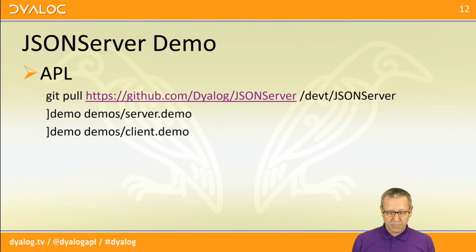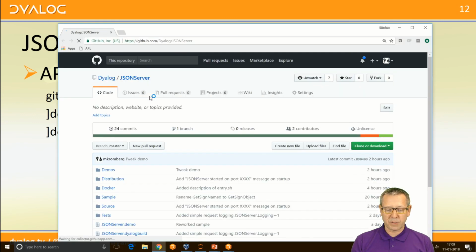Okay, so let's switch over to a demo. All of the code that we're going to be looking at, including the APL demos that I'm going to run now, are on GitHub. So at this address, github.com/dyalog/jsonserver, if I click on that and GitHub is up, there is a repository.